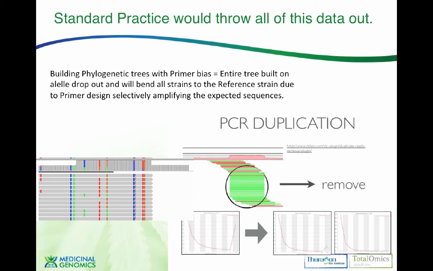So just to reiterate, building phylogenetic trees with primer bias, this means the entire tree is built on allele dropout and will bend all of the strains toward the reference strain due to the primer design selectively amplifying the expected sequences. And as you can see in many other publications online, this type of data is always thrown out. It's not utilized, yet it's getting utilized in cheap genetic tests in cannabis because people aren't asking these detailed questions about, hey, how's the sequencing done? How many SNPs do you have? What's the target region? What's your coverage uniformity? These are all questions that get asked in the clinical sequencing space, as you really need to understand these things to know what type of reproducibility the laboratory has.